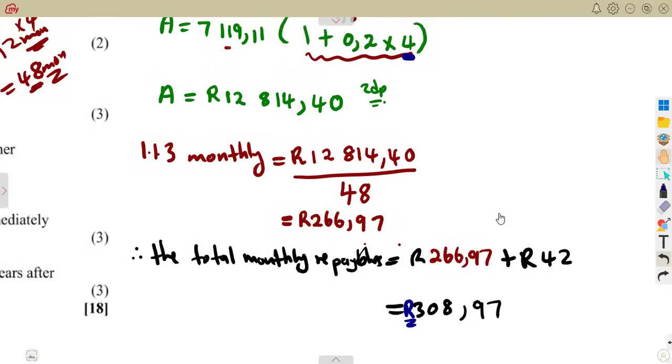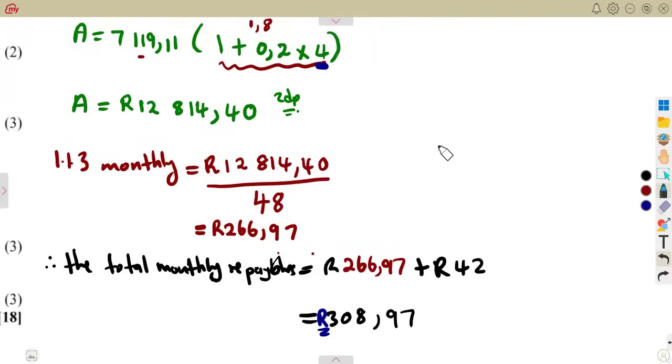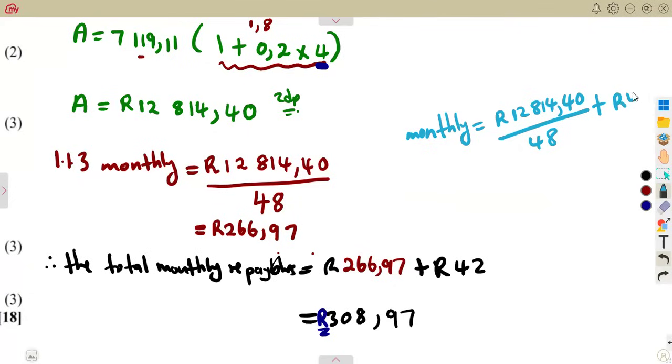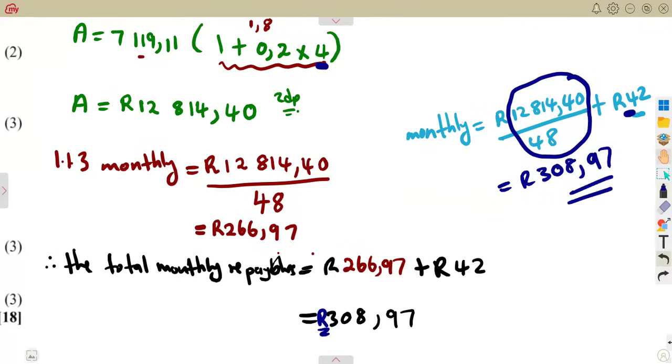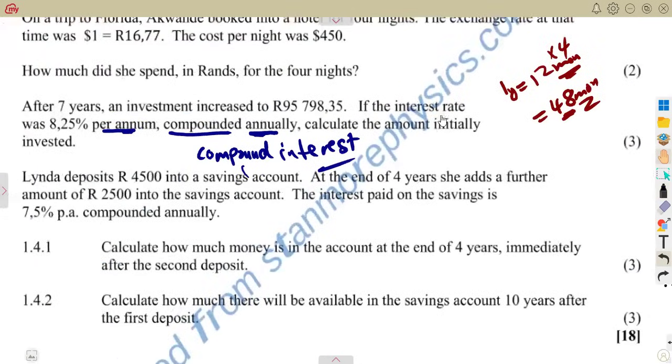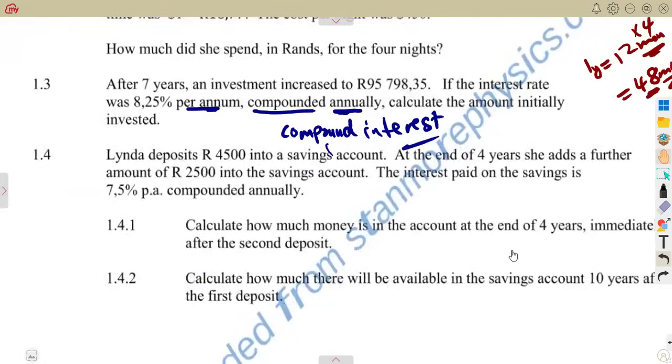So in that case, the 308.97, seeing that I was taking just the answer that I used on my preparations, if you wanted to have it direct, you're just going to have it like this. The monthly, which is 12,814.40 divided by 48 plus the 42, which is the additional. So you have to add the 42 rand, which is your additional amount. So when you divide this part and add the 42, you were going to obtain 308.97. All right, so let us just correct also that part. So this is the monthly from the amount, and the additional of 42, which is the insurance and administration, that was added on that part.